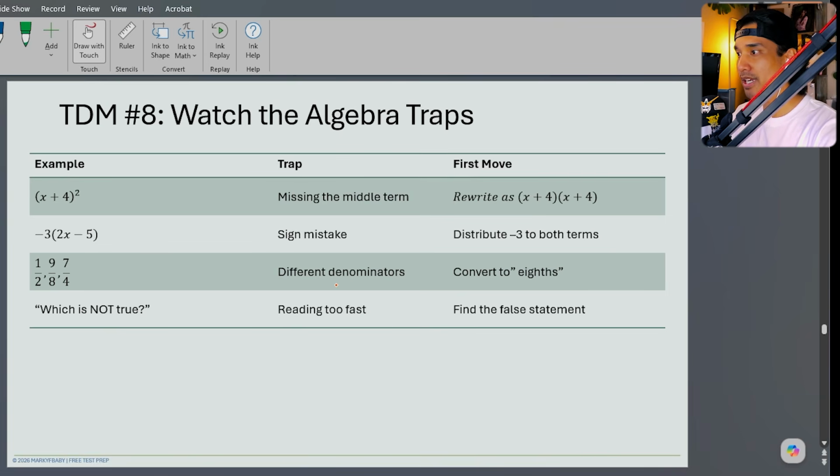The trap is reading too fast. The first move here is just to find the false statement. Again, we're so fixated on finding the true statement that when we're given which is not true, it messes with our brain to find a false statement.